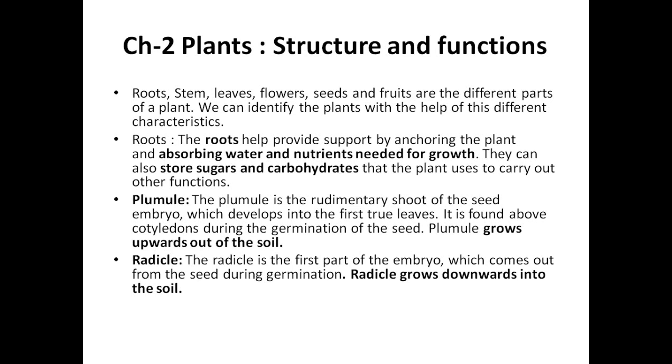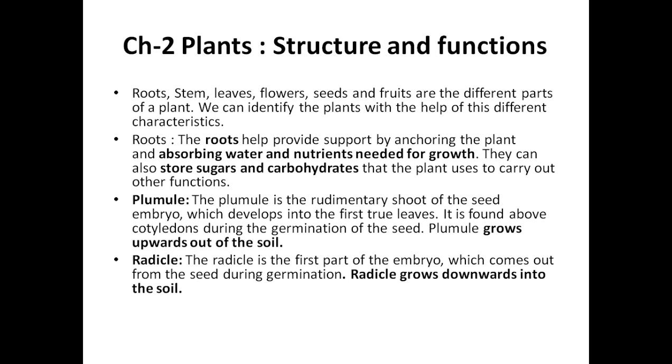Okay, and what are the organs? That is root, stem, leaves, flowers, seeds, and fruits. So these all are the parts of the plant, or you can say organs of the plant. So we'll start with the first of all root.